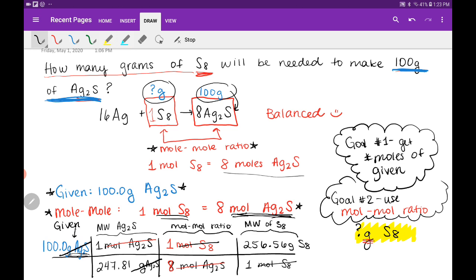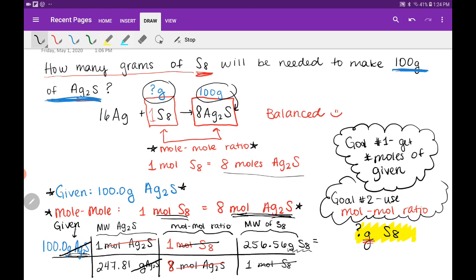Okay, and when we're all done with this, now you can see that all of the units have canceled top to bottom. Grams of Ag2S cancels with grams of Ag2S. Moles of Ag2S cancel with moles of Ag2S. Moles of S8 cancel with moles of S8. And we're left with grams of S8.